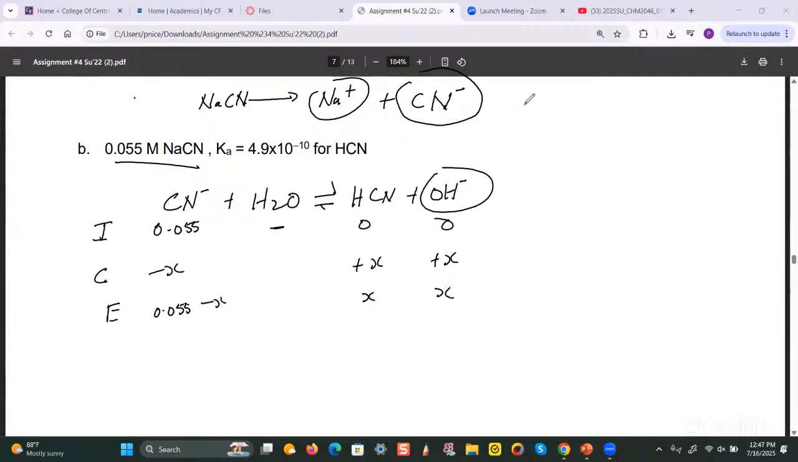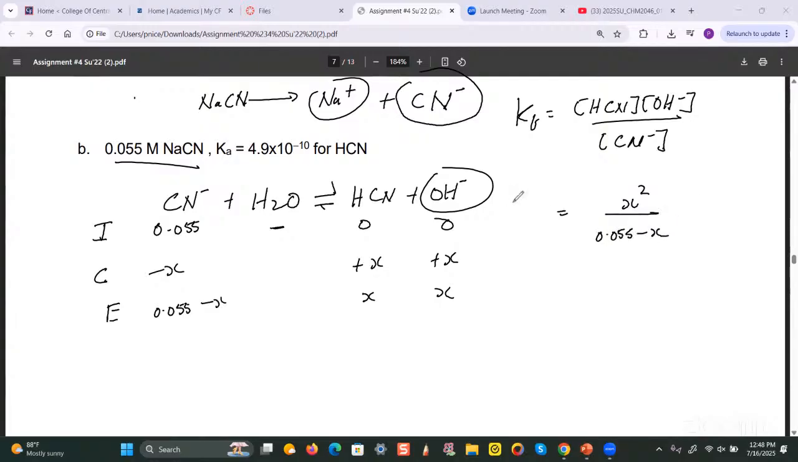So up here now, I'm going to write down the Kb expression for this system, which is Kb is equal to the concentration of HCN times the concentration of OH minus divided by the concentration of CN minus. All right? Now, we plug these terms into this expression. You're going to end up with x squared over 0.055 minus x, and that will be equal to Kb.